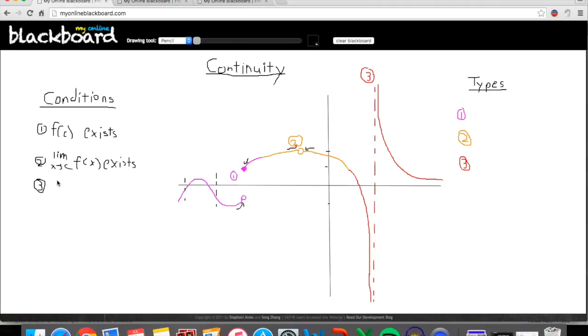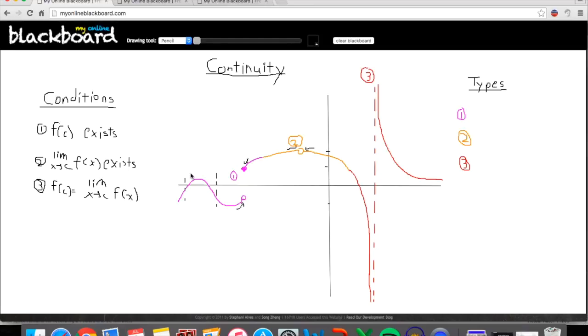Now, the final condition is that f of c is equal to the limit as x approaches c. Now, the graph to the right doesn't exactly explain why this is necessary, but I'll draw it in a second now.